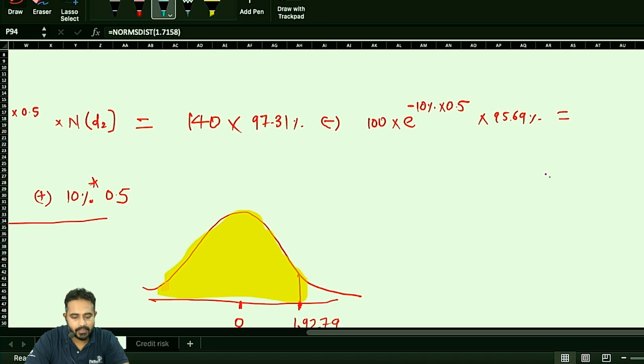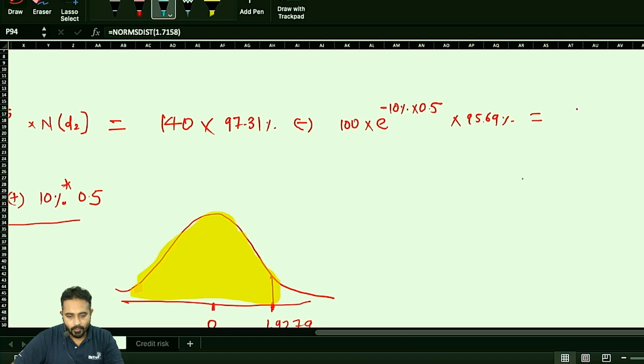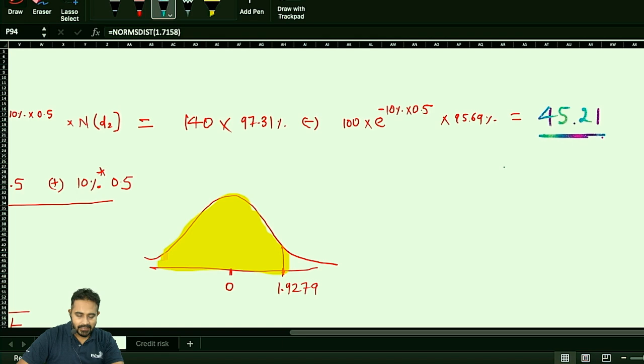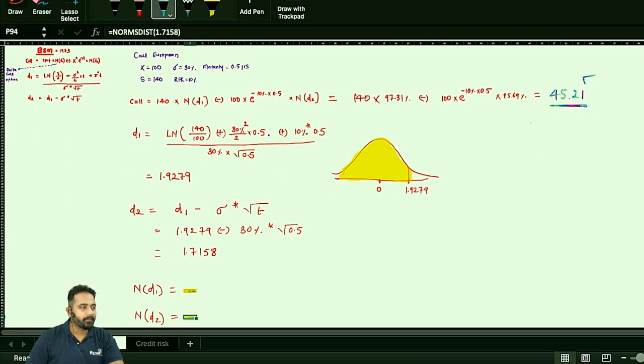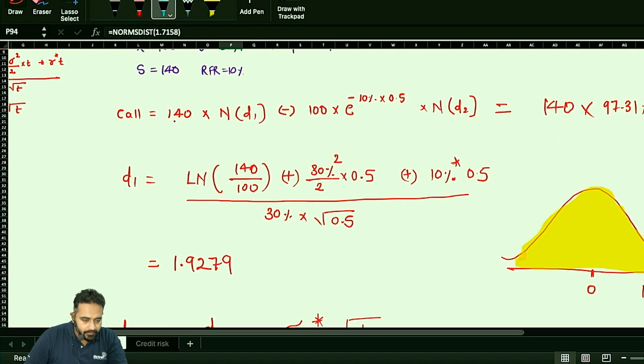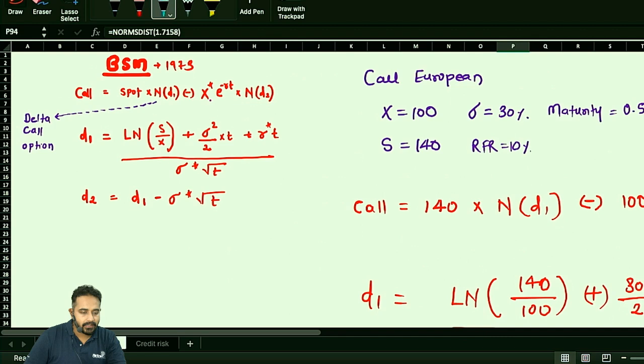Multiplied with 100, multiplied with 0.9569, right? 95.69% is 0.9569. We'll put that in the second memory slot. RCL1 minus RCL2, the value of the option is coming out to be 45.21. There you go. That's your simplistic model of Black and Scholes. Now again, it looks fancy, but it's a fairly intuitive, fairly straightforward formula. In fact, if you look at some of my basic videos on derivatives, this part of the formula, if you just ignore ND1 and ND2 and focus on S minus present value of X, this is actually a lower bound of the option price.